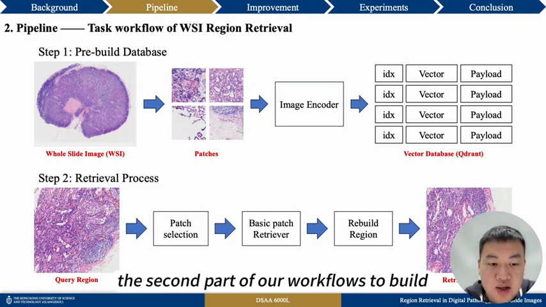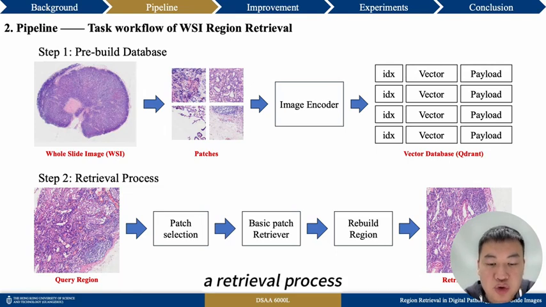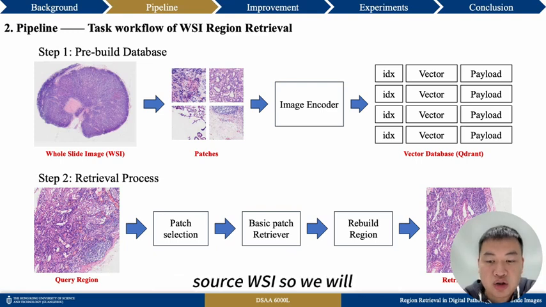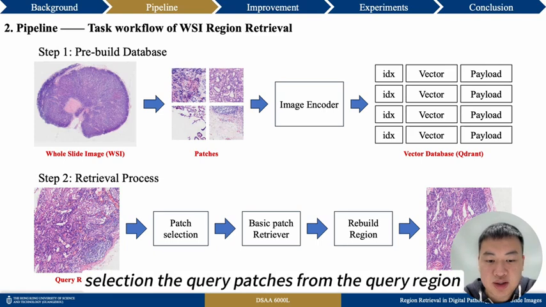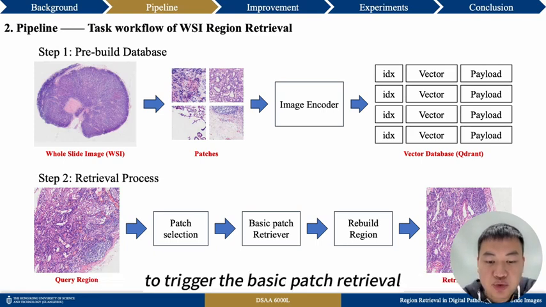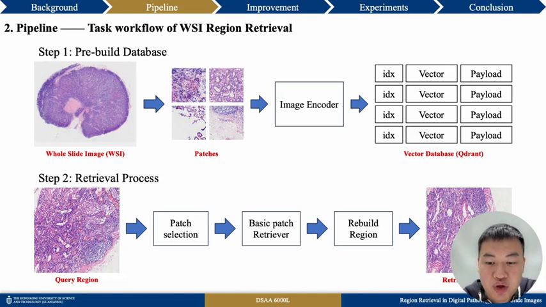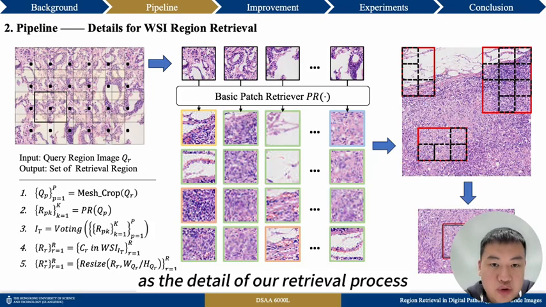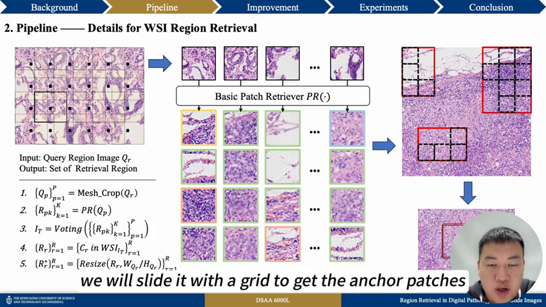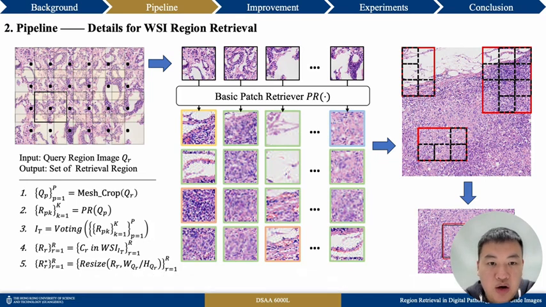So with the patch level vector database, the second part of our workflow is to build a retrieval process to use the patch retrieval and the query region that users provide to find the retrieval result from our source WSIs. So we will select the query patches from the query region and use these patches to trigger the basic patch retrieval and to rebuild the region on the current WSIs. As for the details of our retrieval process, when the user provides a query region image, we will slide it with a grid to get the anchor patches of the query region.